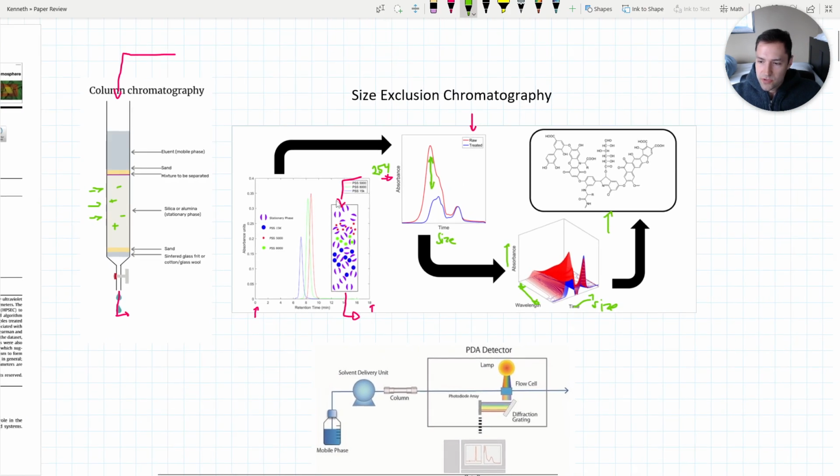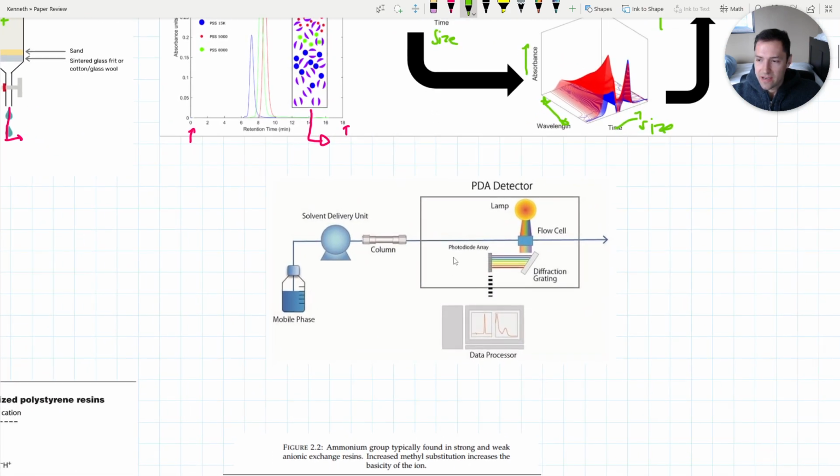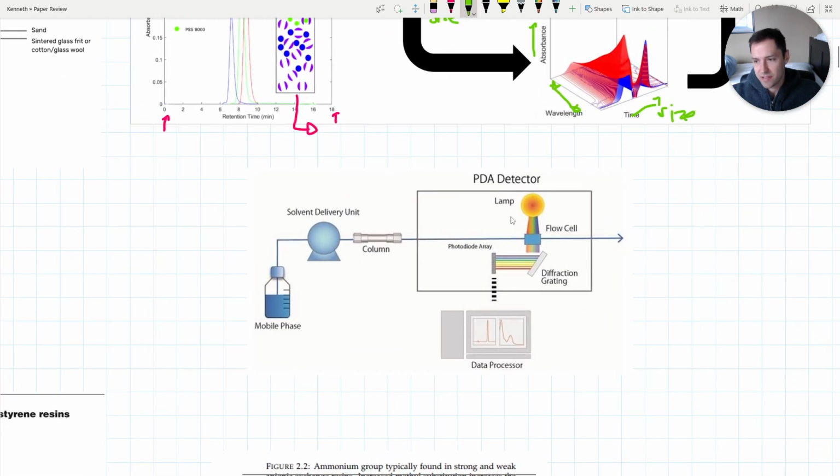So with that, just one last thing with regards to the photodiode array detector. This isn't that interesting, but just for the sake of it, I wanted to mention that we still have the column down here with the size exclusion chromatography. That's what we're working with here. That's SEC. And then what happens is when we have this photodiode array detector, it's actually looking at absorbances at different wavelengths. So that's what all these colors are.